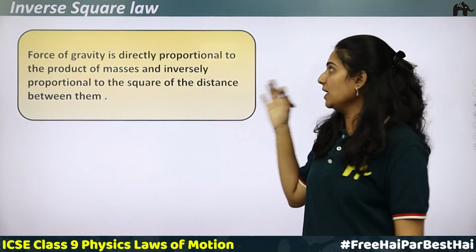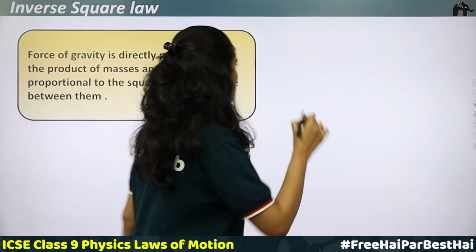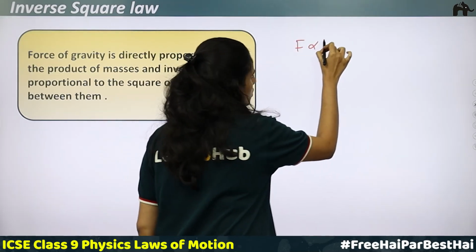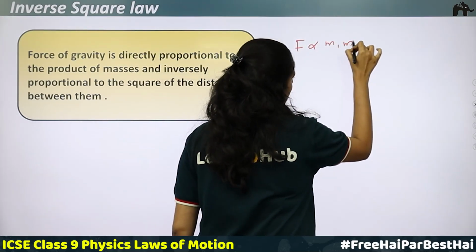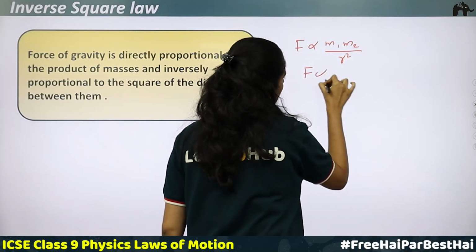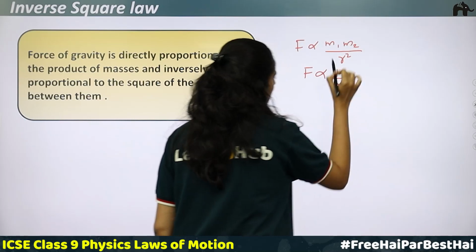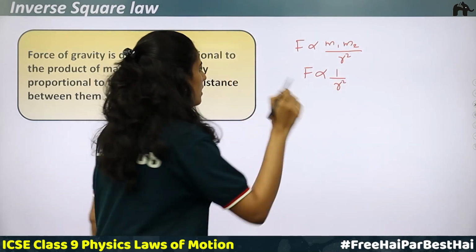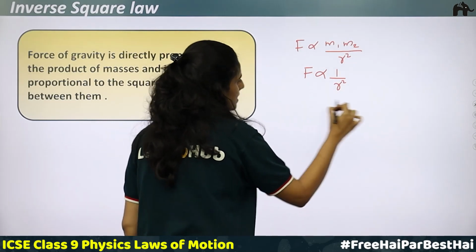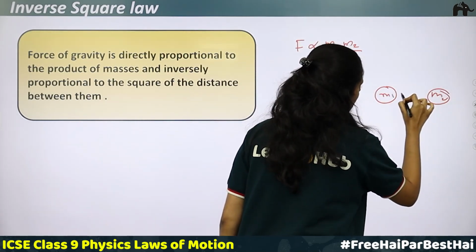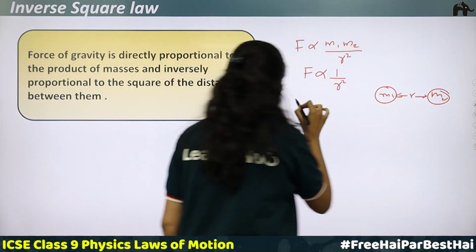Force of gravity obeys inverse square law. We have force of gravity, or the gravitational force of attraction, F directly proportional to mass m1 into mass m2 divided by r square. Force is inversely proportional to the square of the distance of separation between them. Now, let's say two masses m1 and m2 are at a separation of r. Then what is the force?